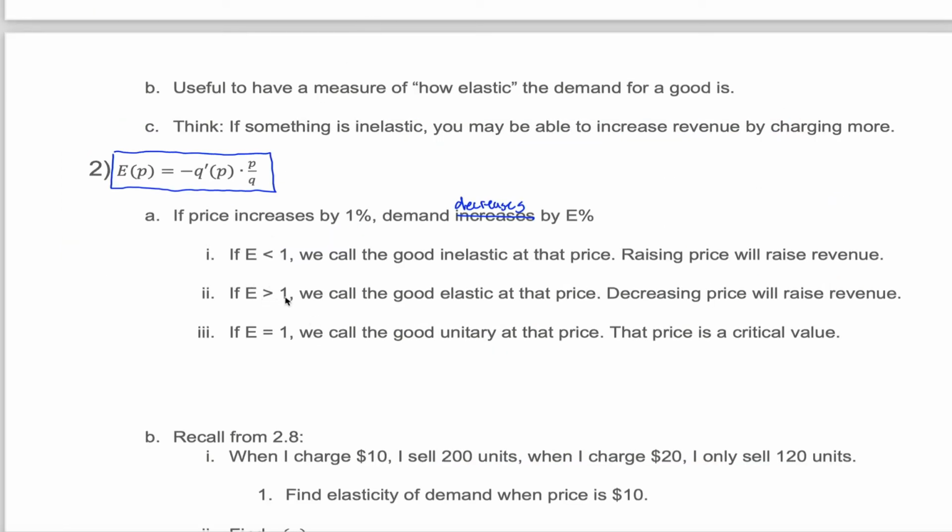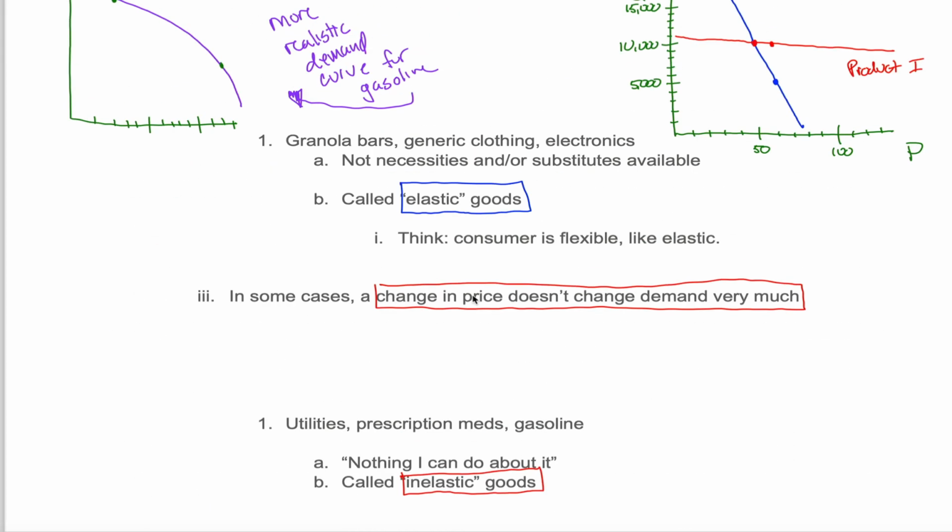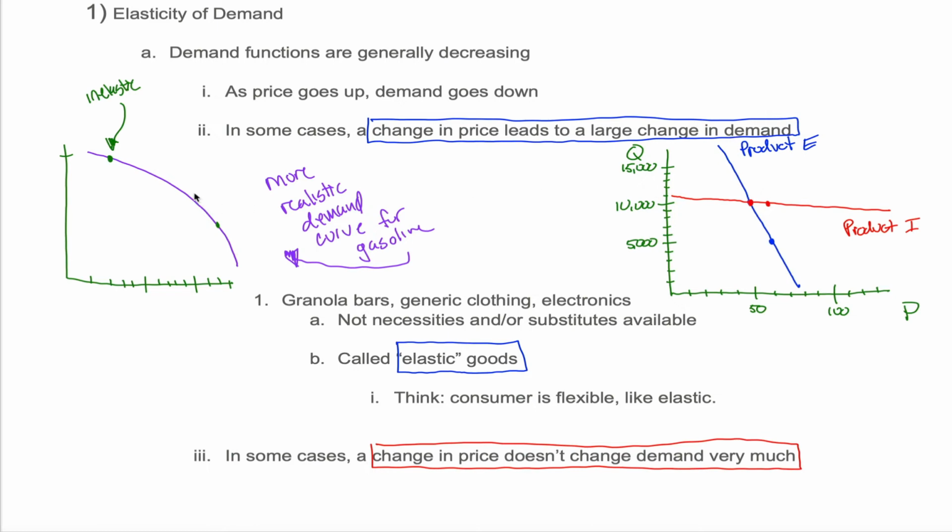Contrast that with the case where E is greater than 1, where you change your price by a little bit and the demand decreases substantially, by a lot, a big number, more than 1. In that case, your good is elastic at that price. Think either product E or gasoline when people kind of reach their breaking point and they can't afford to fill up their tanks anymore.